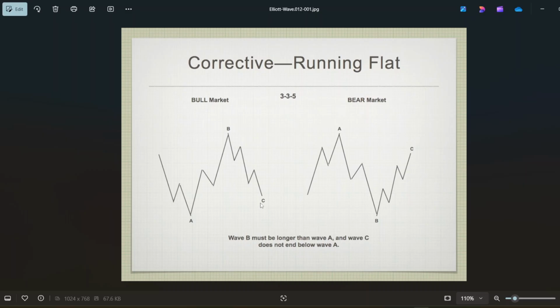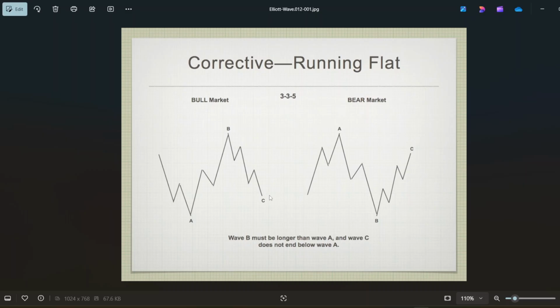Since wave C does not fully break past wave A, look for signs of price rejection and reversal at the 78.6% to 88.6% Fibonacci retracement. And then finally, you can enter on confirmation. You can see it doesn't fully break past wave A. So it's important to take note of that.